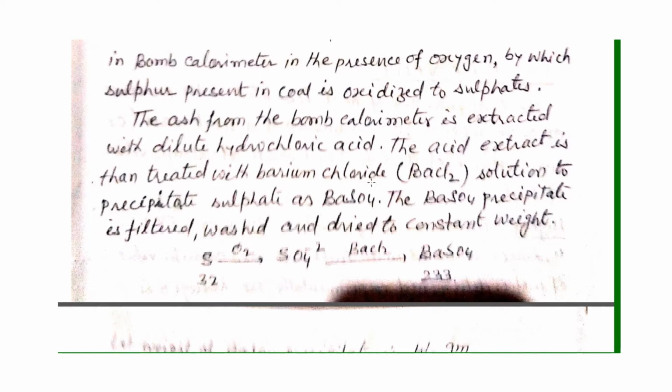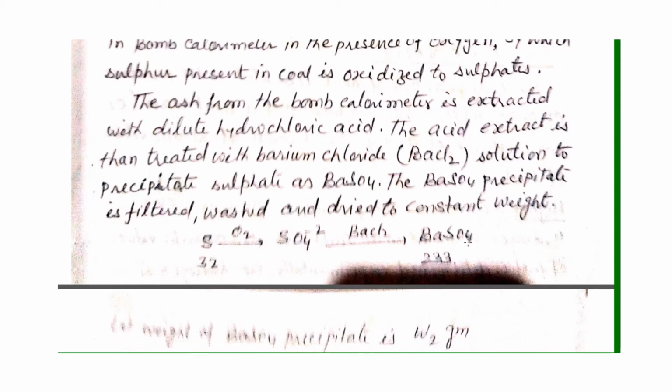So now we will get a white precipitate of barium sulfate. The sulfate is precipitated as barium sulfate. This barium sulfate precipitate is filtered off, washed and dried to constant weight. So this is the reaction.